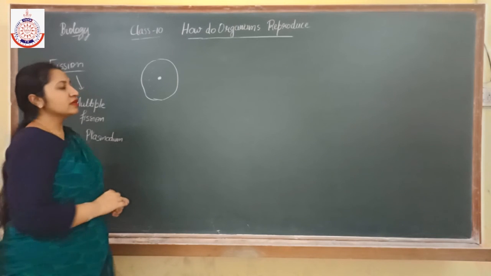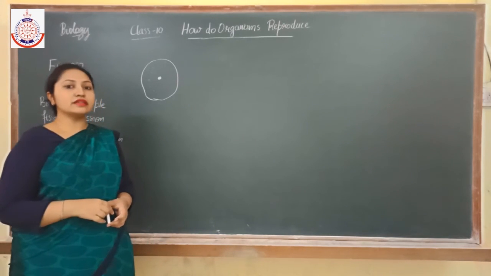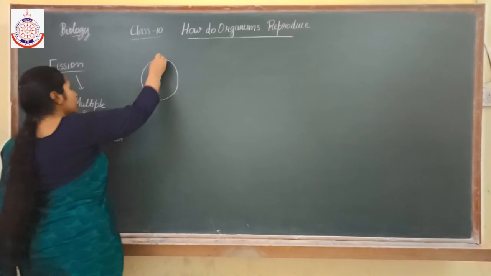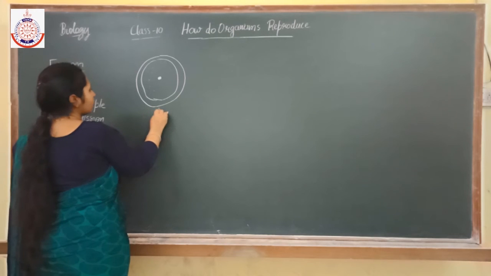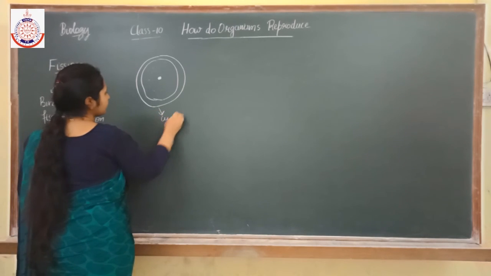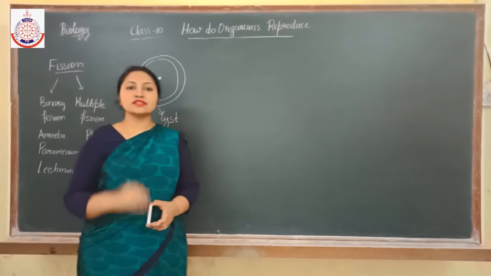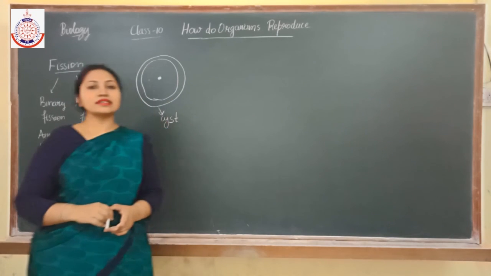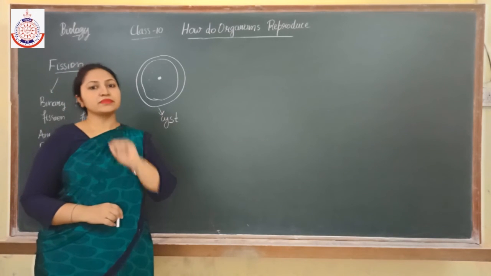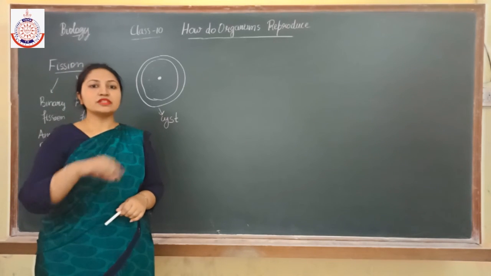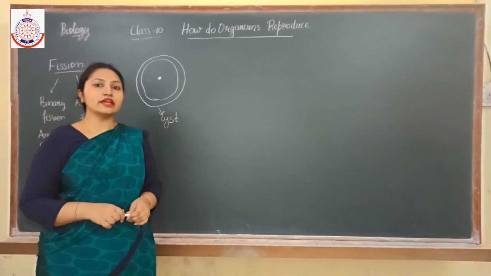Now what happens is that under unfavorable conditions, a cyst forms over it. This is known as a cyst. Under unfavorable conditions, this cyst, which is a protective wall, forms over the cell. Over the cell, a protective layer known as a cyst forms.